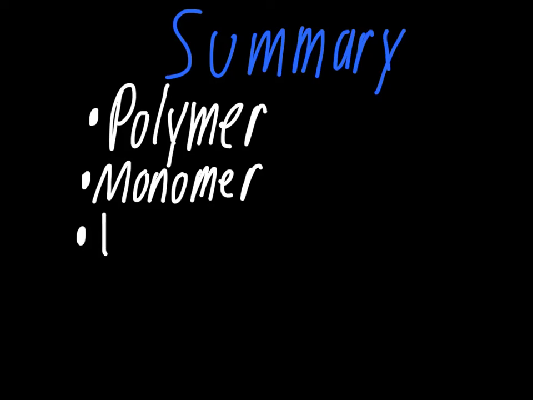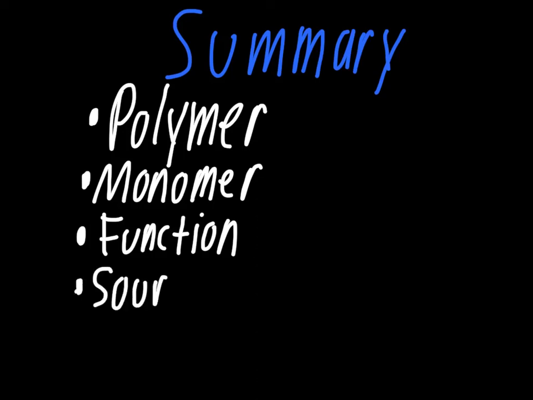Another thing that's important to know is the function. What do these things do inside the cell? Why is it important that you have proteins, not just inside the cell, but also inside your body? So the idea of antibodies for proteins or enzymes. What do these things do that are important for you? The next thing you absolutely have to know is the source. Where do you get them? What food sources do they come from? What do you have to eat in order to get these particular biomolecules?